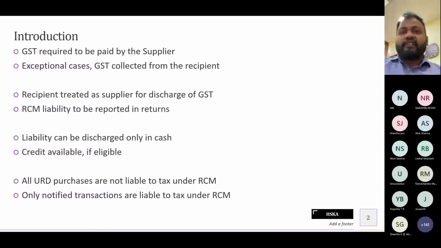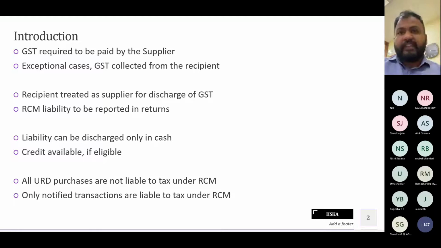On 1st July 2017, there were two sections, section 9 subsection 3 and section 9 subsection 4. Let's forget all the sections. There were two kinds of RCM. One is RCM on notified transactions. That is, the government will issue a notification, and on those notifications, I am required to pay tax under reverse charge mechanism. Second, if a registered person procures any goods or services from an unregistered person, then by default on those purchases from the unregistered person, he is required to discharge tax under reverse charge mechanism.